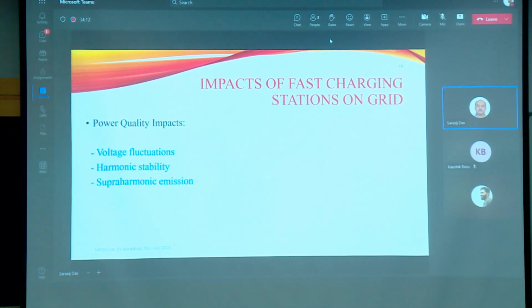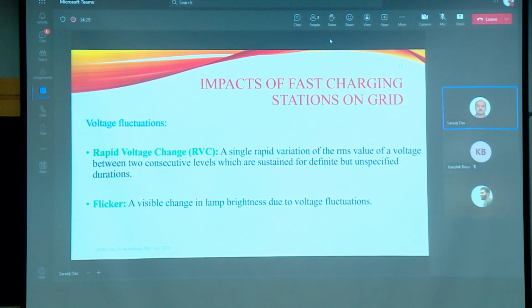Power quality impacts can be broadly classified into voltage fluctuations, harmonic stability, and supraharmonic emission in the context of fast charging stations. For voltage fluctuations, there are two major quantities used to measure them. One is rapid voltage change. As defined in the IEC standard, rapid voltage change is a single rapid variation of the RMS value of a voltage between two consecutive levels which are sustained for definite but unspecified durations. In simple words, it's the change in RMS values of the voltage in consecutive time periods. This is one indicator of voltage fluctuations.